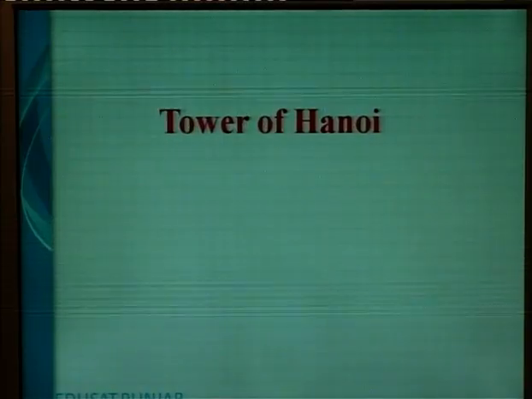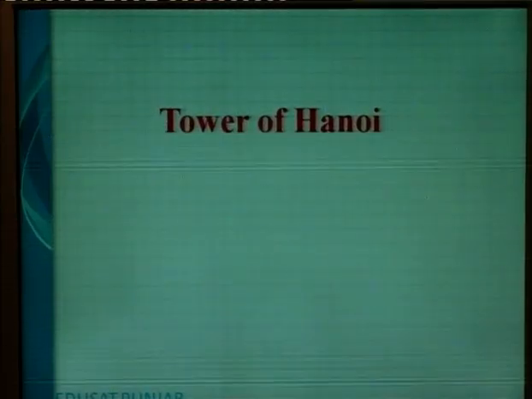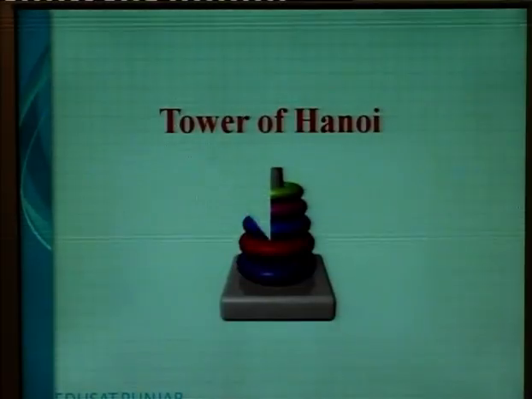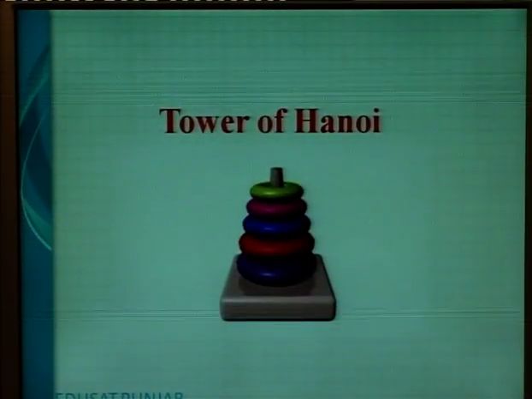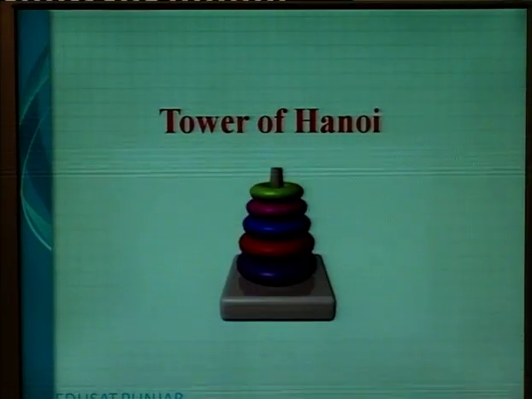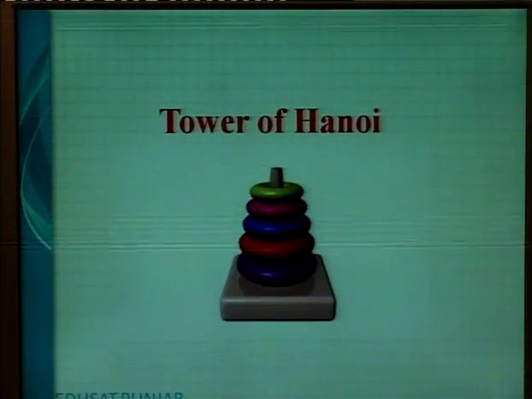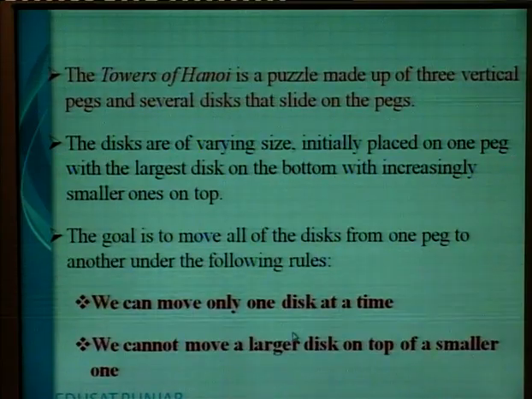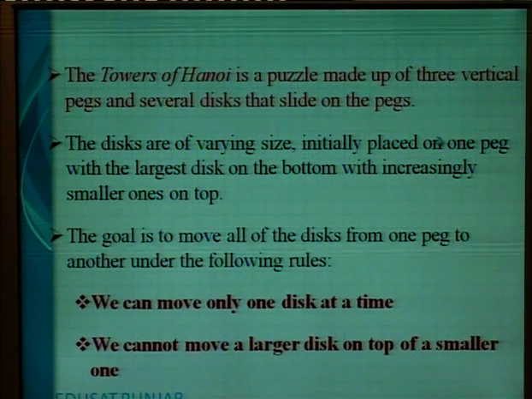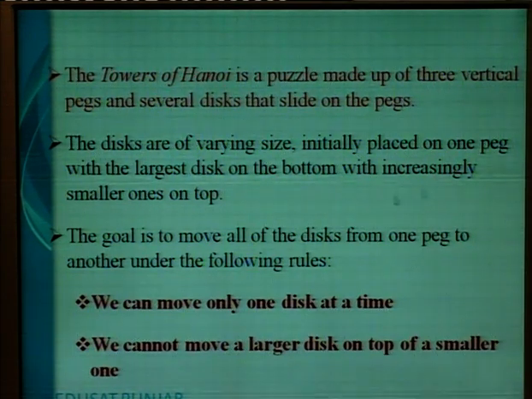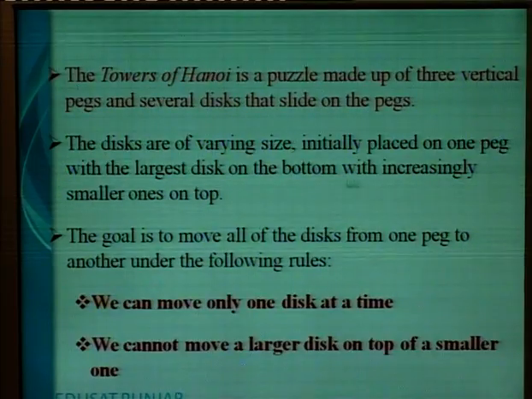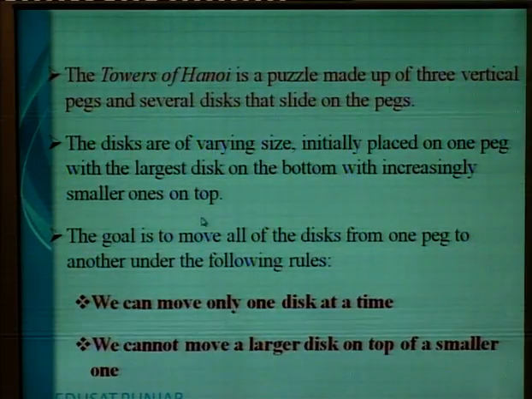With that, one important example of a backtracking problem where stacks are used is the Towers of Hanoi. This is a tower, there are discs arranged in this puzzle. There are 3 vertical pegs and several discs that slide on the pegs. The discs are of varying size, initially placed on one peg with the largest disc on the bottom and increasingly smaller ones on the top.